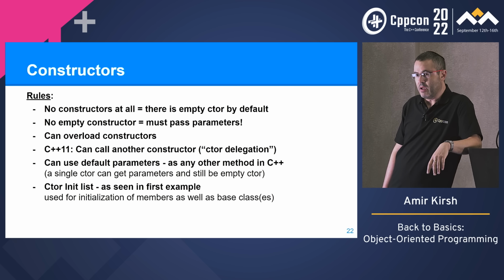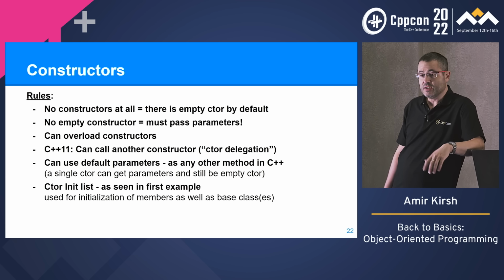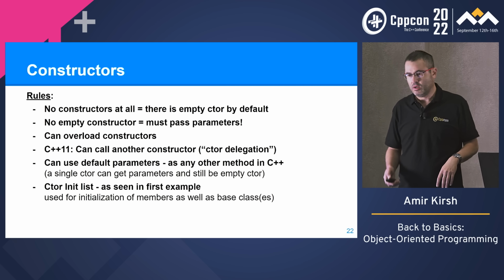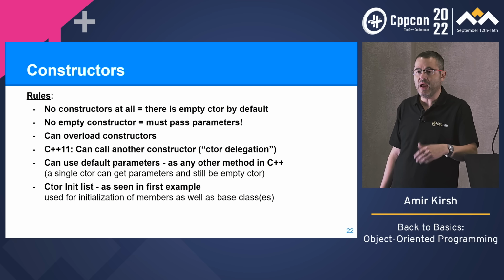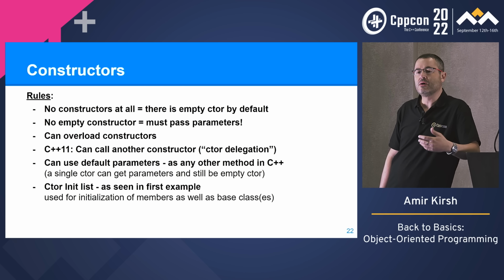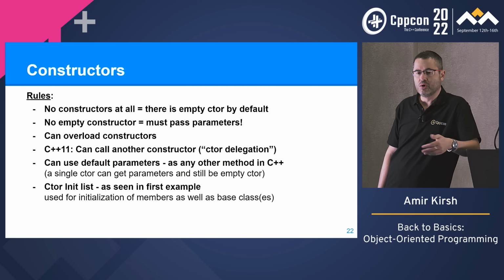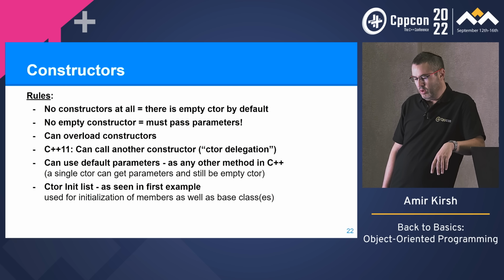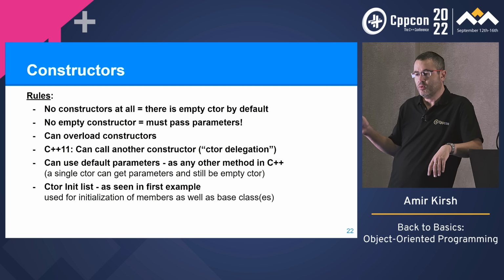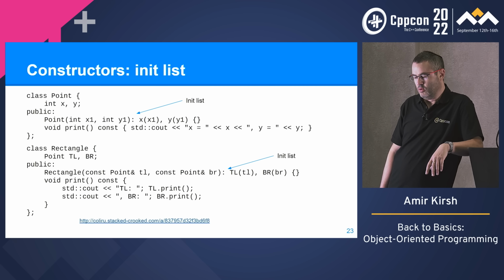If you do not have an empty constructor, I mean you implemented a constructor which mandates some arguments, then you must call it with arguments. You can overload constructors. In C++11, you can call a constructor from another one. We would see it on one of the next slides. You can use default arguments on constructor parameters, which means that you may have a default constructor even with a constructor that expects arguments because you have defaults for all of them. And we would see the constructor init list. As seen in the first example, with the colon, we want to initialize the members. So let's take another look at that.